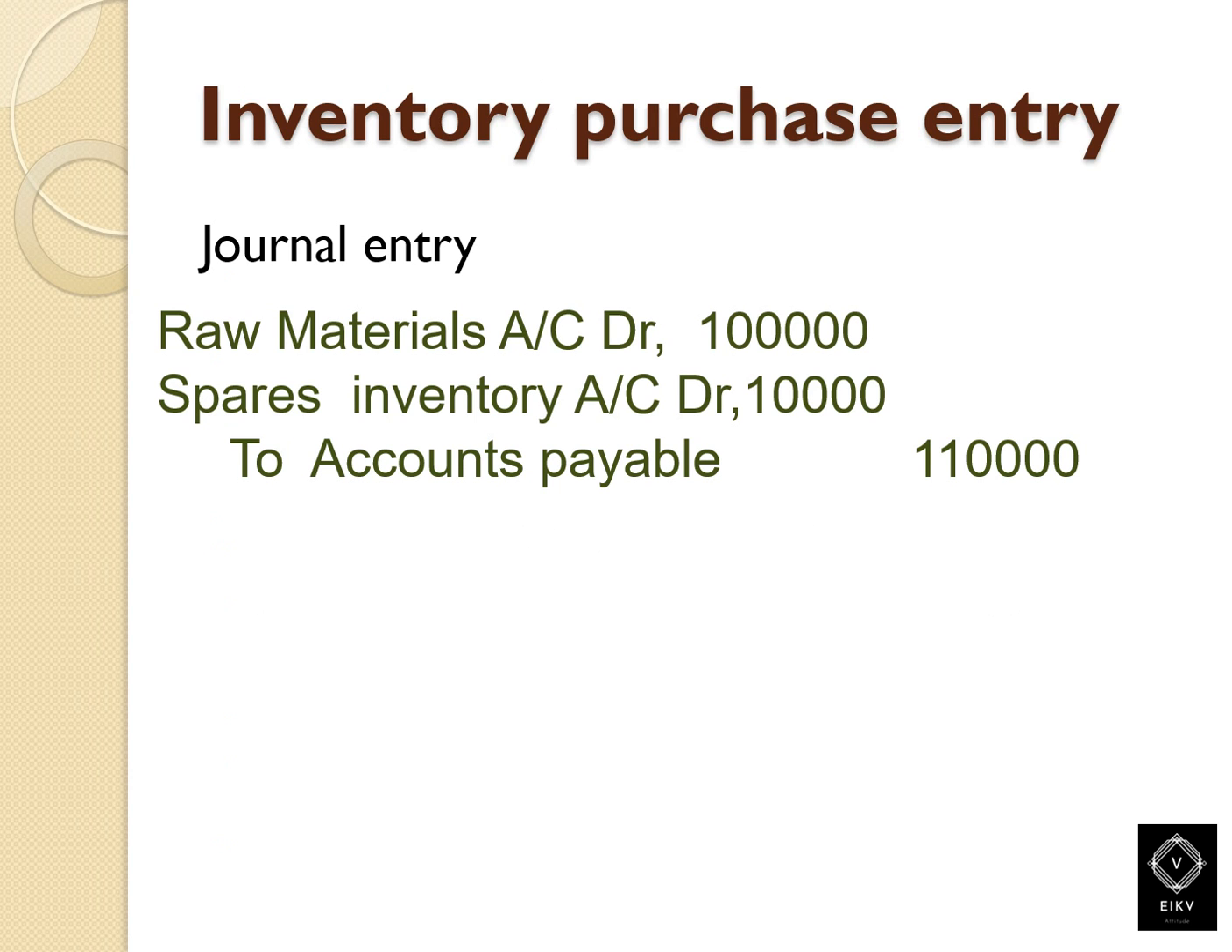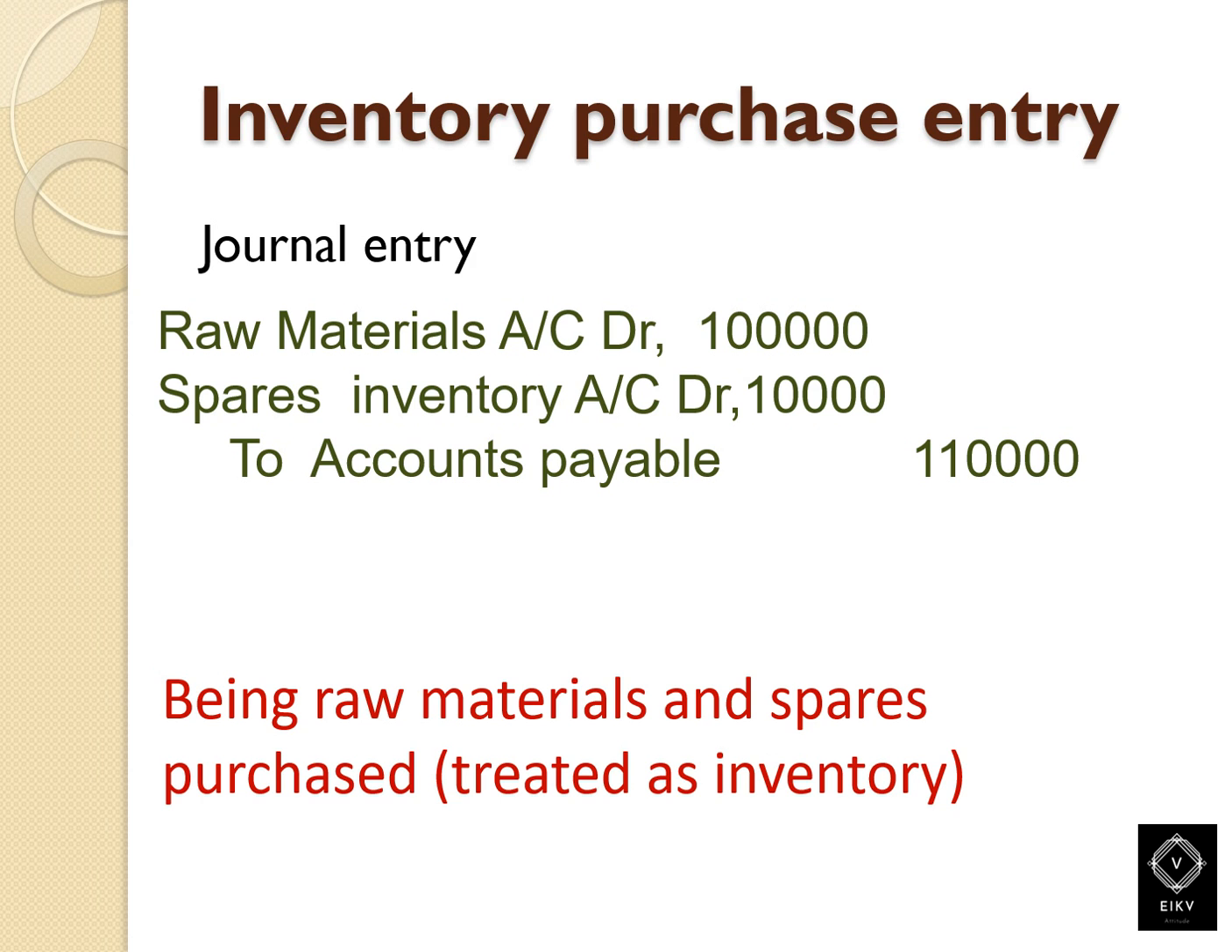Starting with the journal entry, the inventory purchase entry is: raw material account debit, spares inventory account debit, to accounts payable. As you all know, the raw material account and spares account are both inventory accounts, so both are current asset accounts. When they increase, we debit the account, right? Going further, accounts payable is a current liability. When accounts payable, the current liability, increases, we credit, right? Yes, credit the giver.